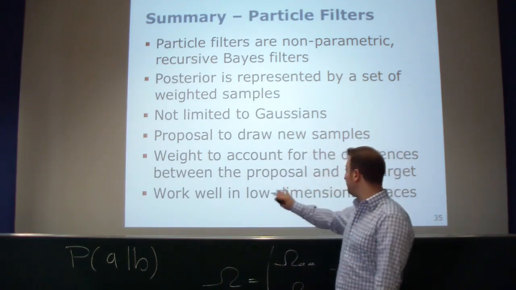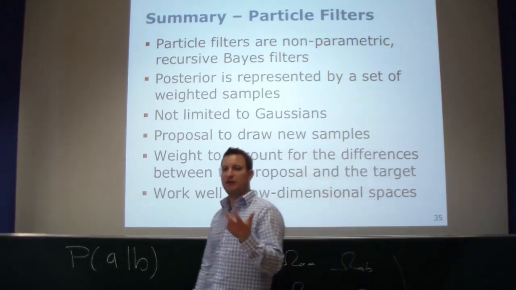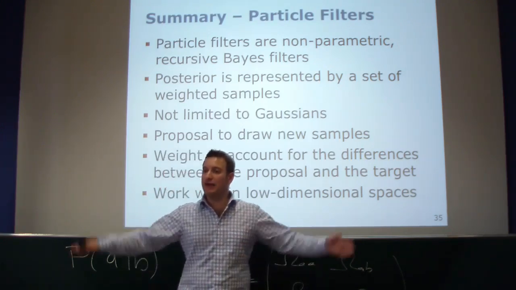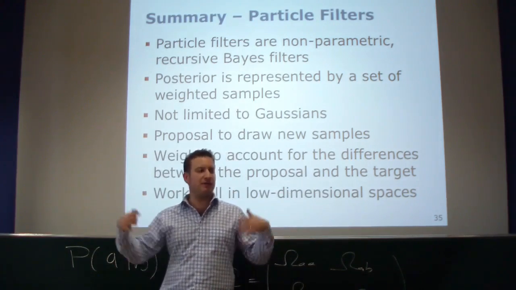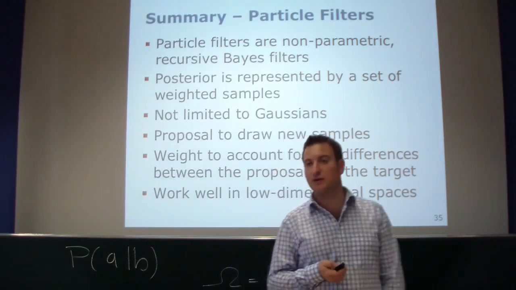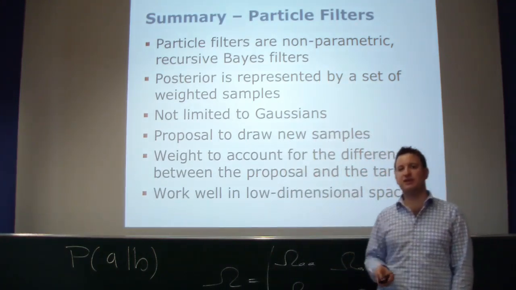And this works especially well for low-dimensional spaces, such as localization. The state space is only 3-dimensional. There, these sampling techniques work very well. If you go to very high-dimensional spaces, you have the problem that you would need a huge number of samples to cover this high-dimensional state space well. That's the problem of particle filters. So they work very well in low-dimensional spaces and can represent arbitrary distributions.